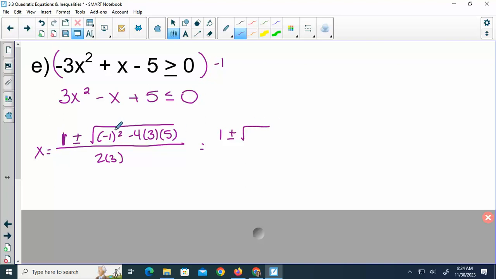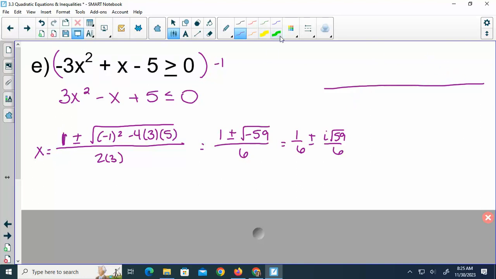So I have 1 minus 60. So we get a -59 over 6. What does that mean? Yeah. When you go to draw a graph, where does it hit? Can we graph it? It does not hit the x-intercept.